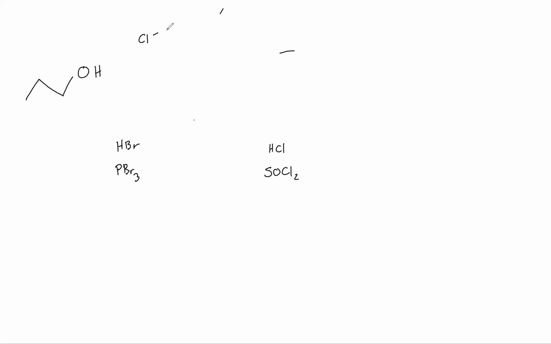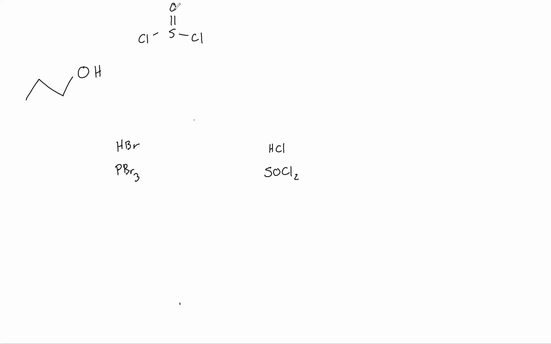Somebody asked, does Br2 and light do anything to alcohols? Not necessarily. Technically it could, but we usually save those radical reactions specifically for alkanes, specifically for carbons. Oops, my cat knocked something over, but it's fine. Anyways, SOCl2 will generally do the same sort of mechanism as PBr3.